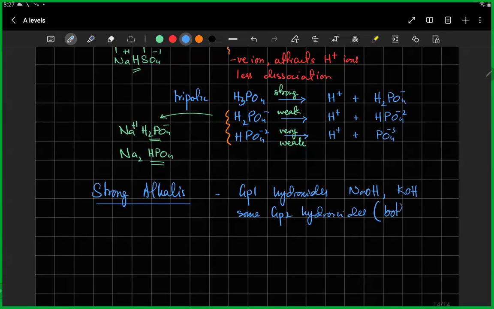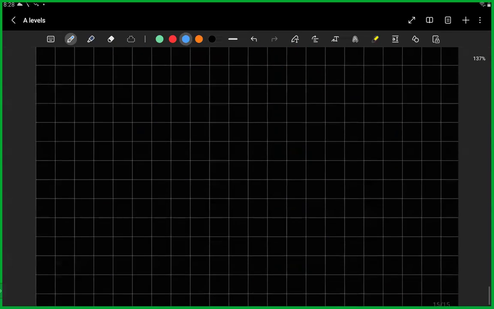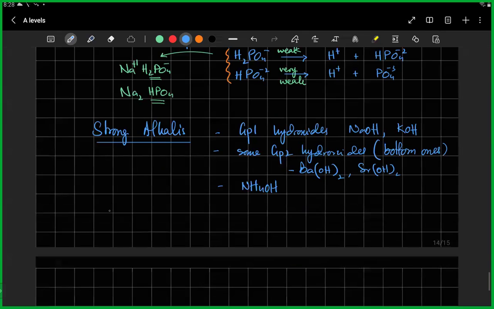Because if you know the solubility table, those were the ones that were soluble. So in group 2, the bottom ones would be barium hydroxide and strontium hydroxide as well. Ammonium hydroxide is also there. Then we come to weak alkalis. You can remember alkalis were the ones that were soluble.